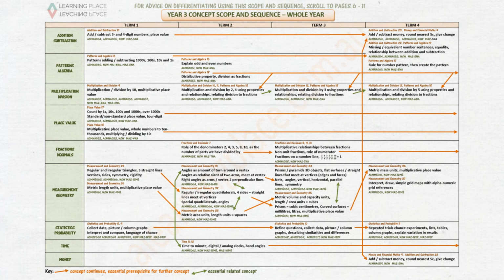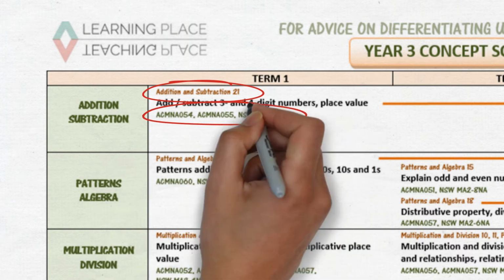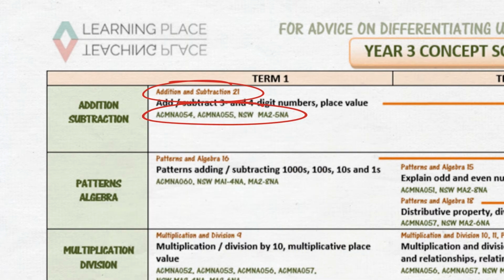Page 1 contains a whole year overview of the concepts taught in Year 3. A green arrow shows the links between essential related concepts. An orange arrow shows the essential prerequisite for further concepts. The concept name and level is the name and level used at a learning place, a teaching place. The abbreviated text identifies the Australian curriculum and New South Wales syllabus content descriptions.